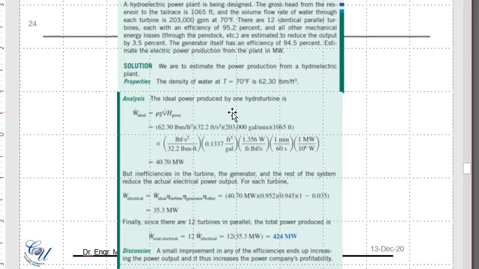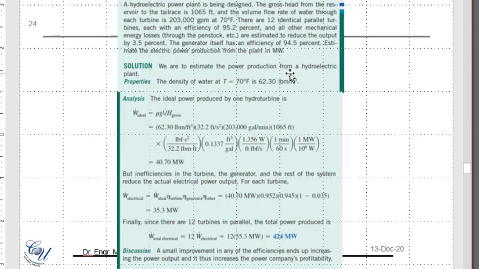There are also other mechanical energy losses from the penstock or any other installations that are inside the pipe, and combined they are reduce the output by 3.5%. For example, if you have entry losses, and then there are frictional losses, and then there are penstock losses, all of them combined reduce the output by 3.5%. This is also given to us. The efficiency of a generator is 94.5%, and we have to estimate the electrical power production from this plant.